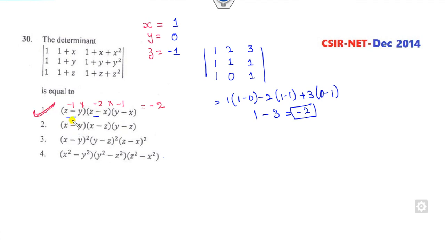What is x minus y? Plus 1. x minus z, plus of 2. y minus z, plus 1, which is not equal to minus 2. Cancel out. This number can never be negative because it's a square. This number can never be negative. So this option is also cancelled. x square minus y square is 1 minus 0, 1. y square minus z square, minus 1. z square minus x square, minus of 2. So the product is my plus of 2. So the right answer is only my first, it is the correct answer.